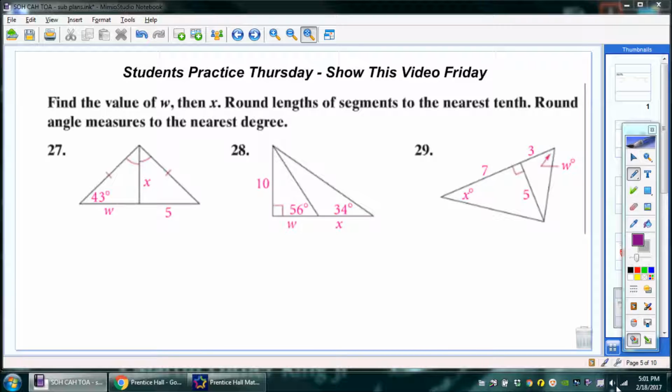So for 27, you have to bring back knowledge from first semester. This is an isosceles triangle, so we know the base angles are going to be the same. So 43 and 43. Also, there was that theorem: if you have an angle bisector, you know it's going to approach the other side at a 90-degree angle. And that's helpful, so now you know you can use SOHCAHTOA. So you have to find x.